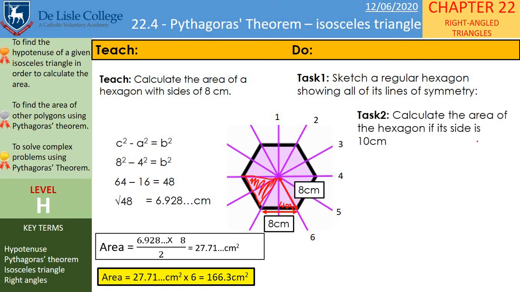What I would like you to do is calculate the area of the hexagon as if it has sides of 10 centimetres, okay? So similar idea, follow this system of working out, draw another diagram if you need to, but this time the hexagon has sides of 10. Can you find the total area of it?